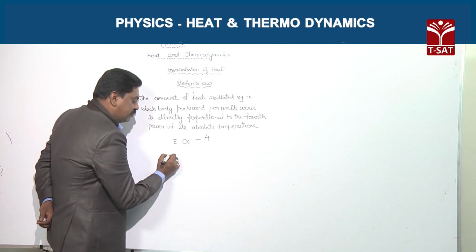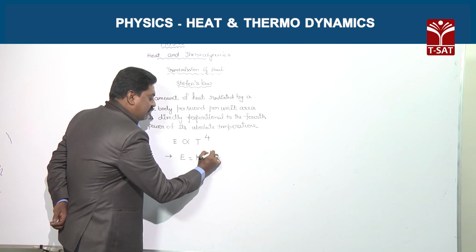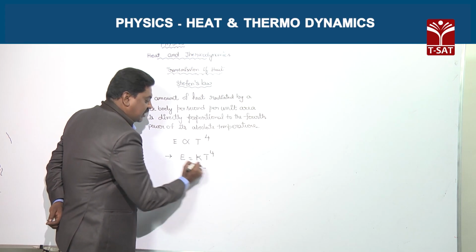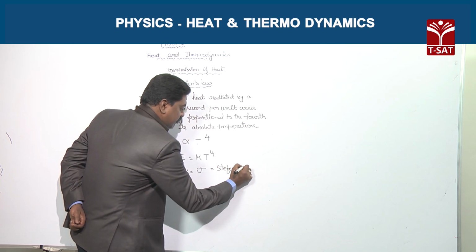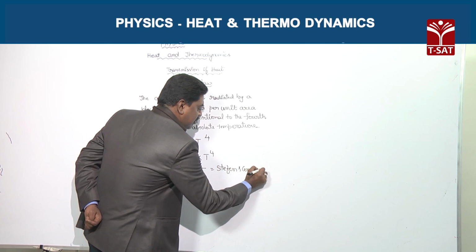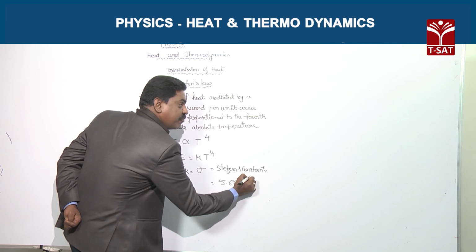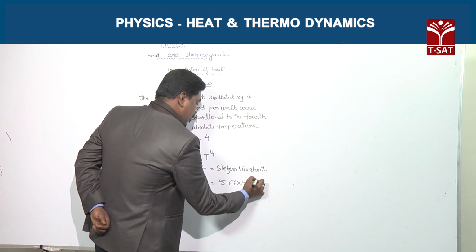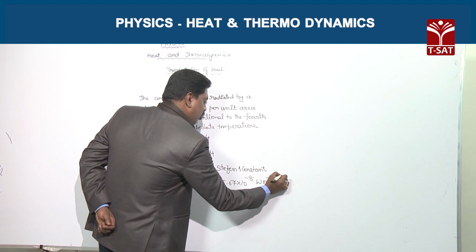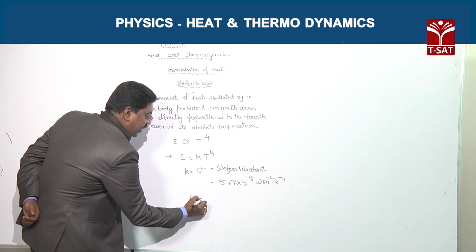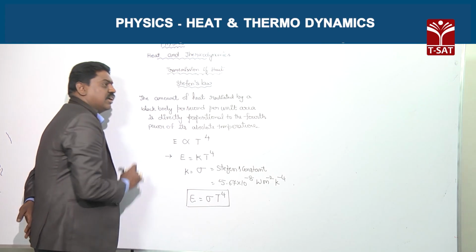So E is proportional to T power 4 and we get E equals constant into T power 4. The constant K is taken as sigma, which is called Stefan's constant, whose value is 5.67 into 10 to the power of minus 8 watt per meter square per Kelvin to the power of 4. So we obtain E equal to sigma T power 4, which is called Stefan's equation.